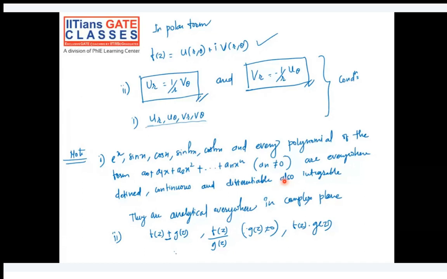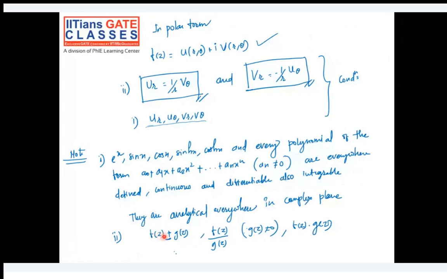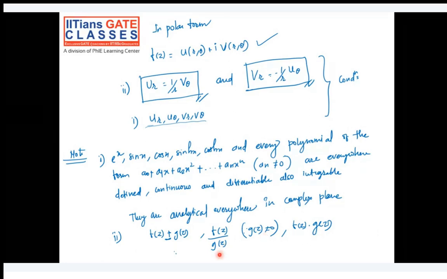The next one is: if f of z and g of z are analytical, then f of z plus or minus g of z, f of z divided by g of z, and f of z into g of z are also analytical. Means if two functions are analytical, their addition, subtraction, multiplication, or division is also analytical. In division, you should note that f of z divided by g of z is given that g of z is not equal to 0. Because if it is equal to 0, anything upon 0 is infinity, and then it will not be an analytical function. So that point will be a singularity.